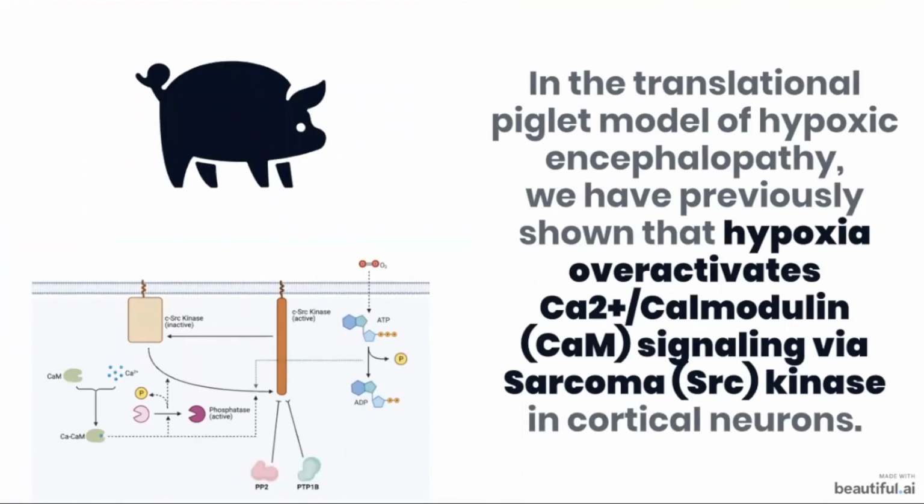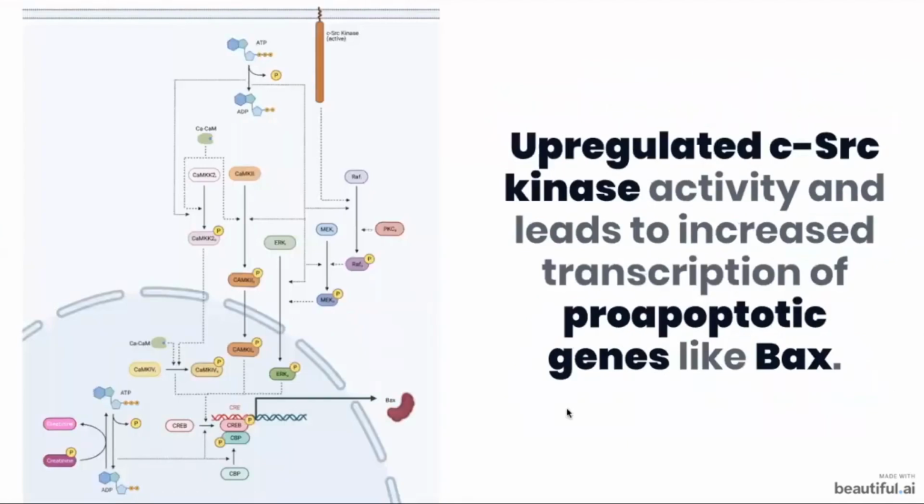To bring this together with an in vivo model, we know from our lab's previous work in translational piglet models of hypoxic encephalopathy that hypoxia overactivates the calcium calmodulin signaling via SRC kinase in cortical neurons. That's what you see here with this green calmodulin combining with calcium and contributing to activation of SRC kinase. Ultimately, the upregulation of SRC kinase causes an increased transcription of pro-apoptotic genes like BAX.